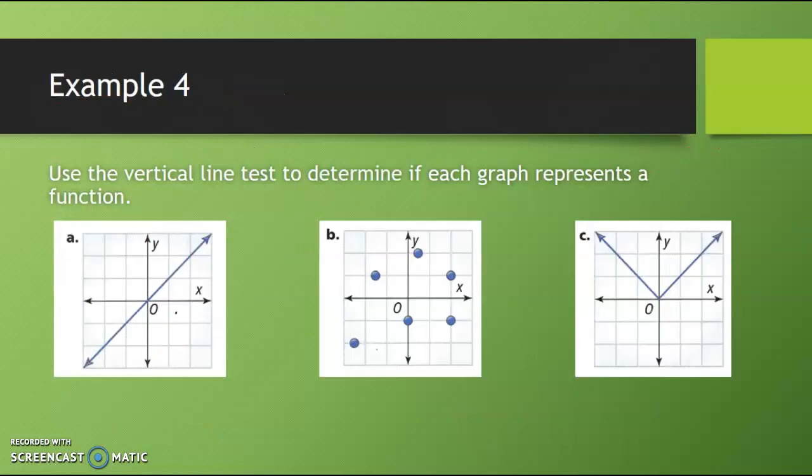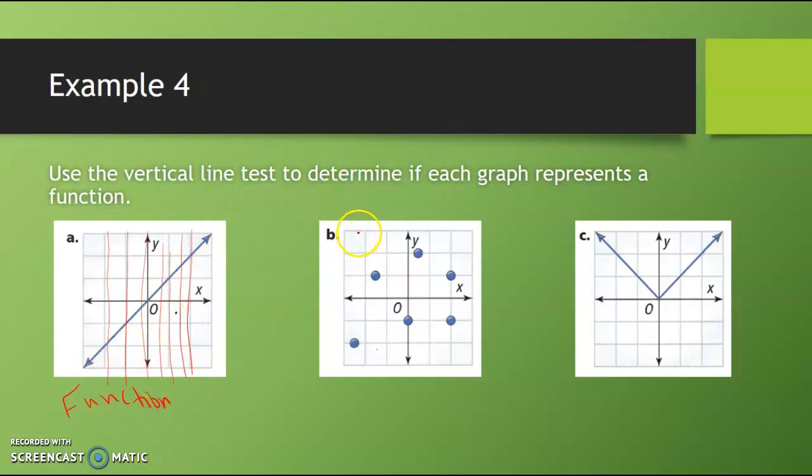So, use the vertical line test to determine if each graph represents a function. If I'm going to look at each of these x values here, each time I draw my vertical line, and even between these x values, I only cross my graph in one place. And so this one would be a function because it passes the vertical line test.